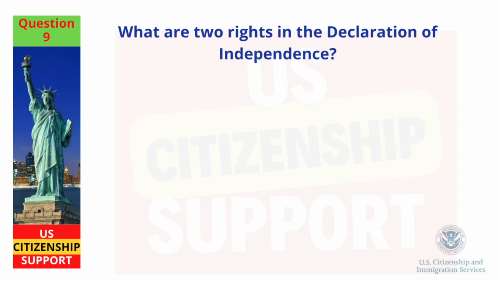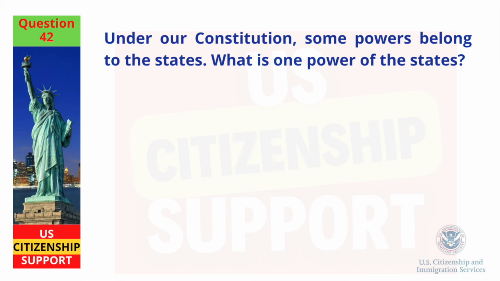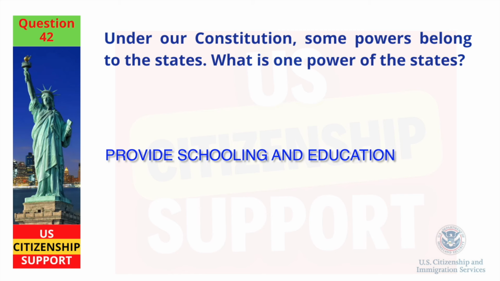What are two rights in the Declaration of Independence? Life, liberty. Who did the United States fight in World War II? Japan, Germany, and Italy. Under our Constitution, some powers belong to the states. What is one power of the states? Provide schooling and education.